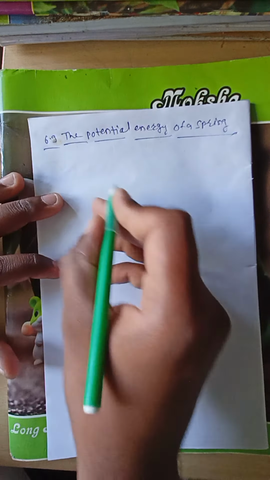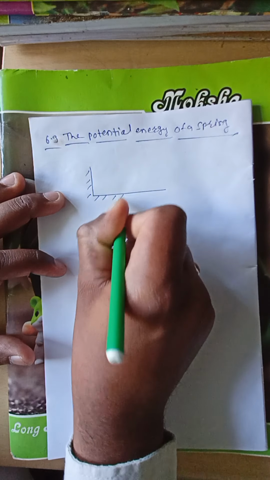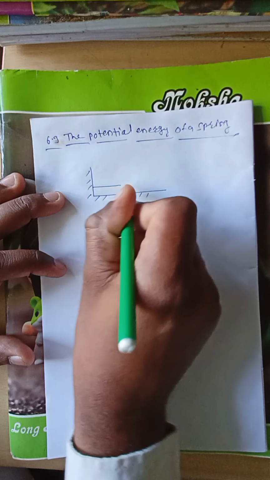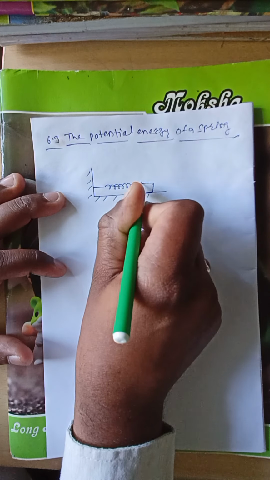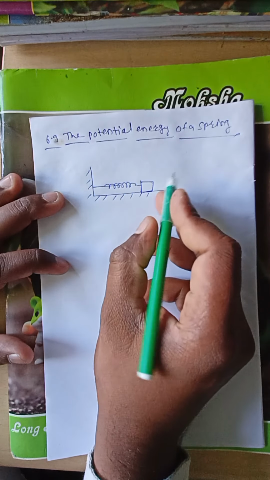Now consider one block which is attached with the help of a spring. Now this is the spring. With the help of that spring, one block is attached. That block is placed on a horizontal plane.